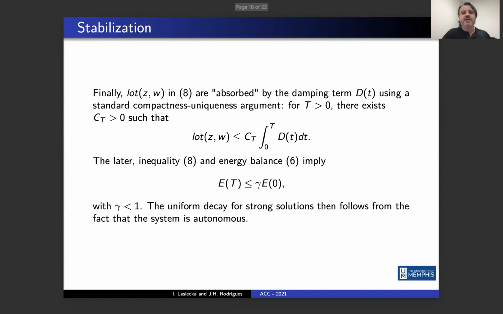To extend this uniform decay to weak solutions, we rely on the lower semi-continuity property of the energy functional. This concludes the proof of the second stabilization result.